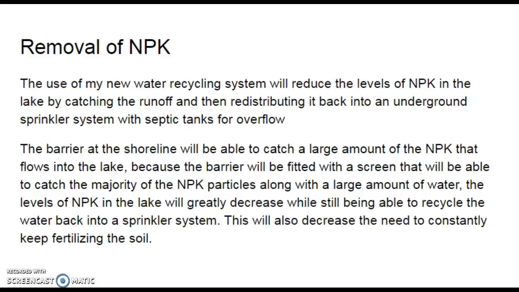The use of my new water recycling system will reduce the levels of NPK in the lake by catching the runoff and then redistributing it back into an underground sprinkler system, with septic tanks acting as overflow. The barrier at the shoreline will be able to catch a large amount of the NPK that flows into the lake. Because the barrier will be fitted with a screen that will be able to catch the majority of the NPK particles, along with a large amount of water, the levels of NPK in the lake will greatly decrease while still being able to recycle the water back into a sprinkler system. This will also decrease the need to constantly keep fertilizing the soil.